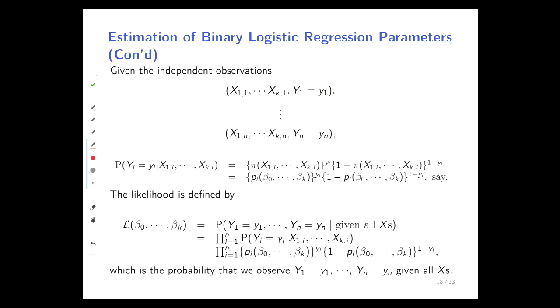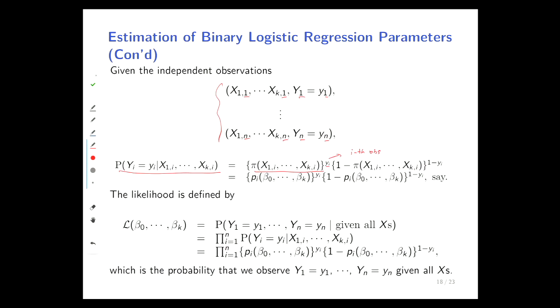So let's look at the probability of different observations. We consider independent observations. That means we have n observations for each variable x, and also n observations of y. For each observation, we can have the probability, which equals pi to the power yi, where yi just means the ith observation, times 1 minus pi to the power 1 minus yi.